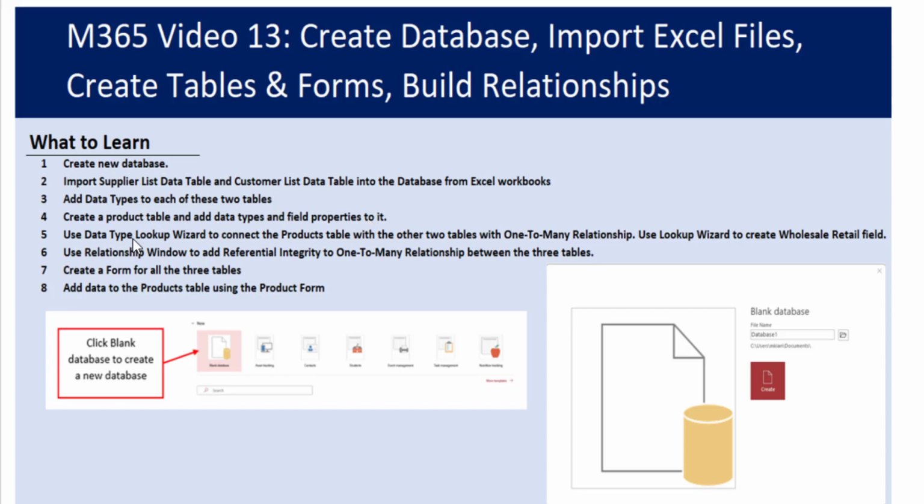We will use the data type lookup wizard to connect the products table with the other two tables with one-to-many relationship, and also use the lookup wizard to create a wholesale and retail field in this table. We'll also use relationship window to add referential integrity to one-to-many relationship between these three tables. We will create a form for all the three tables, and we will add data to the products table using the product form.